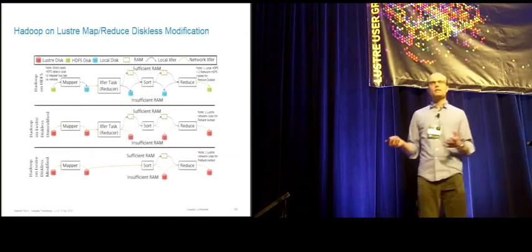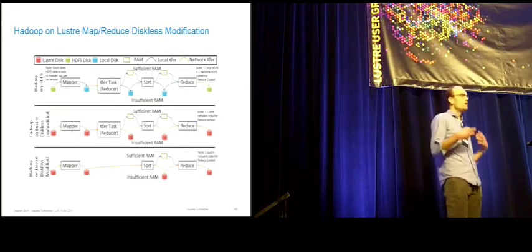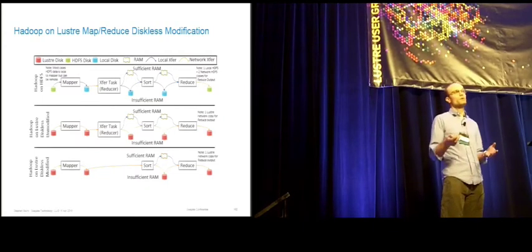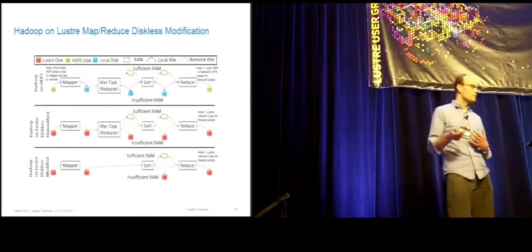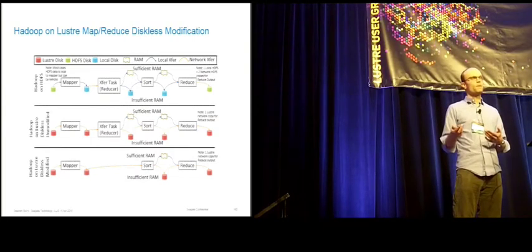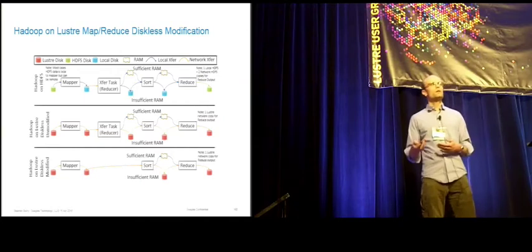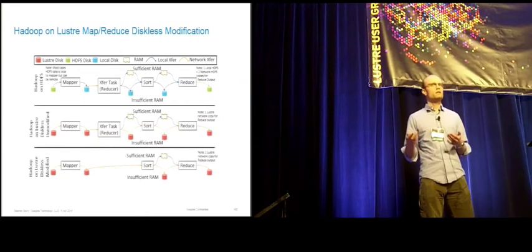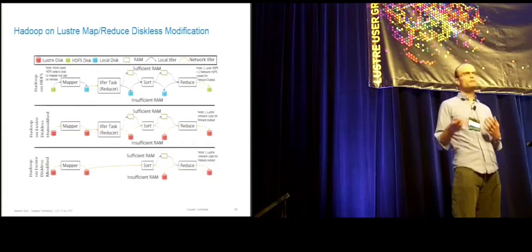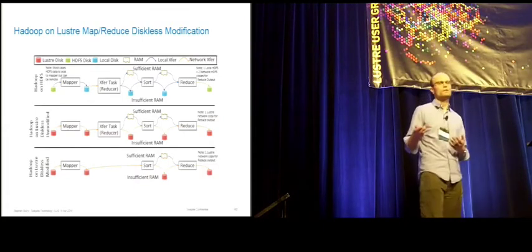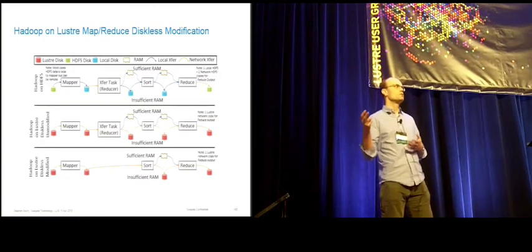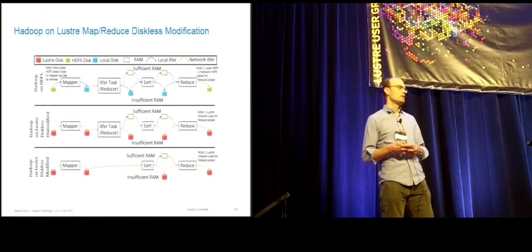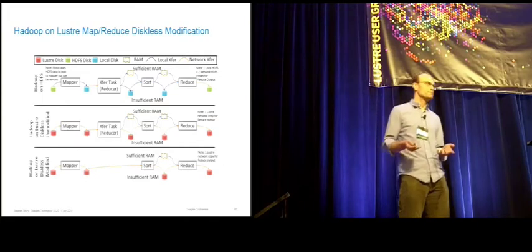The idea is that if we don't have local disk on the compute nodes, we can store the shuffle data on Lustre. But because it's already on Lustre and all the nodes can see Lustre, we don't actually have to make a copy. We can skip a step. We can tell the reducer, hey, you don't actually have to transfer over HTTP. You can just go get it directly off Lustre. And so this is what we implemented.